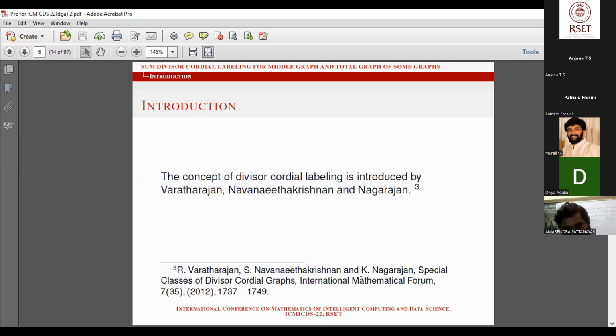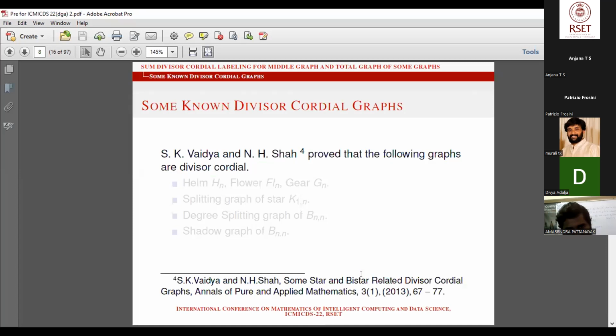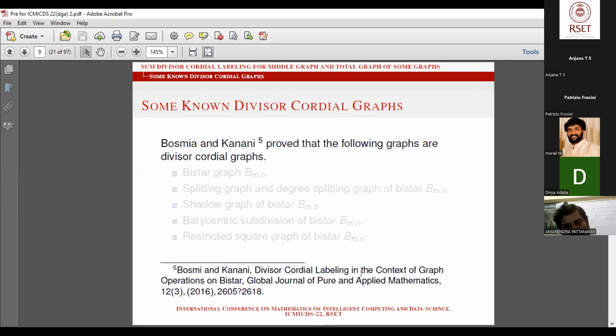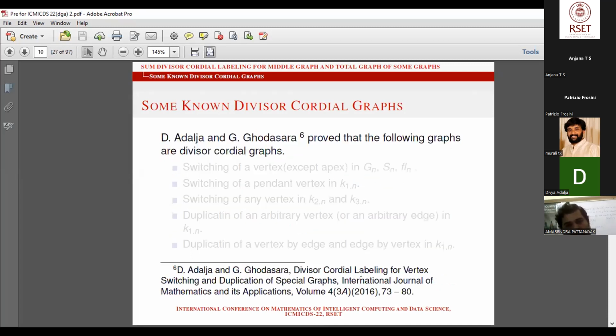The concept of divisor cordial labeling was introduced by Varatharajan, Navanaeethakrishnan and Nagarajan in 2012. This is an example of a divisor cordial labeling graph, and a wheel graph, which is divisor cordial. Vaidya and Shah proved the following graphs are divisor cordial: helm, flower, gear, splitting graph of star, degree splitting of bistar, shadow graph of bistar. Bosmia and Kanani proved the following graphs are divisor cordial graphs: bistar, splitting graph, degree splitting of bistar, shadow graph, barycentric subdivision of bistar, and restricted square of bistar.